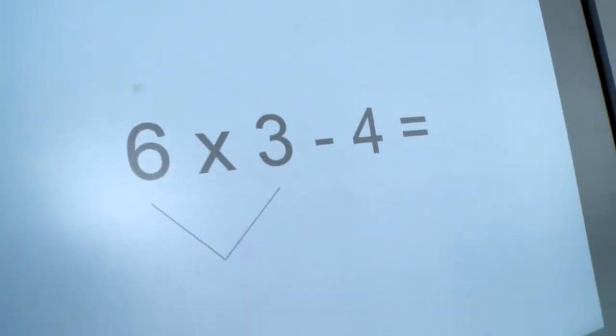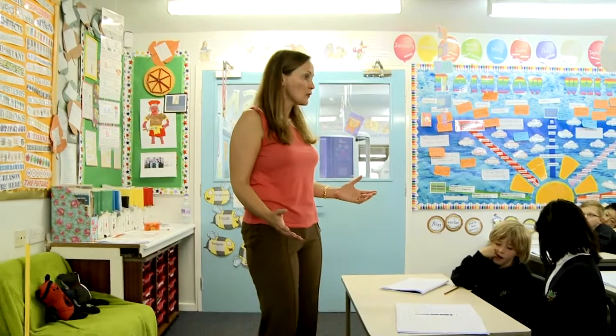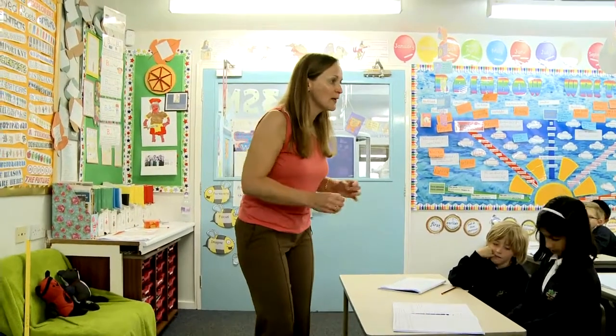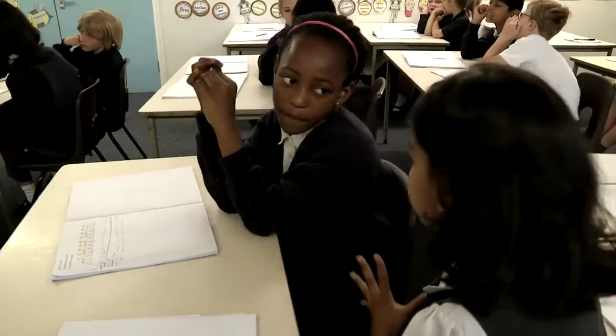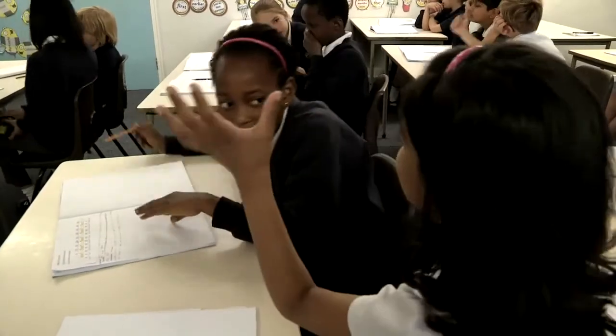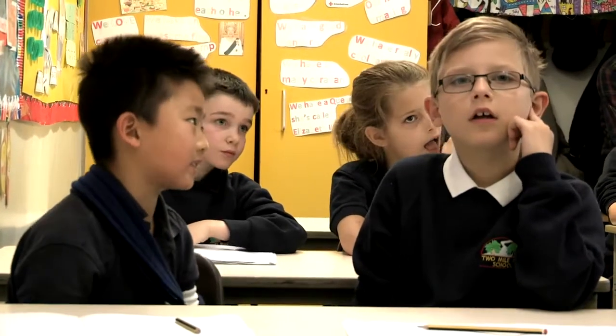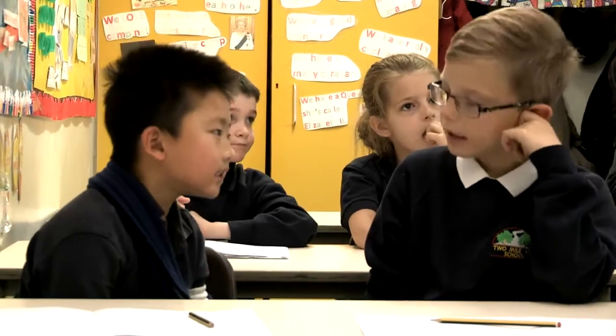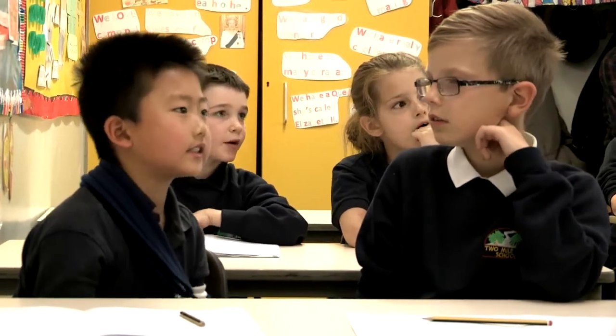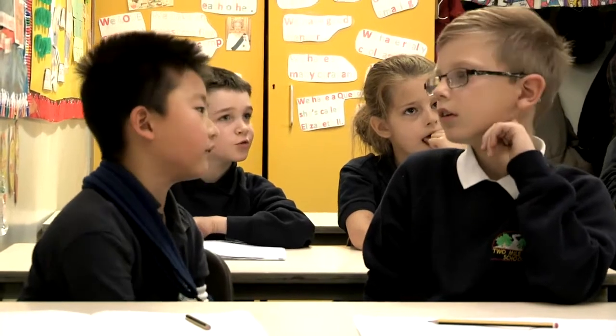Have a look at this one. 6 times 3, take away 4. What's the rule? Tell your learning partner very quickly, what's the rule? The rule is multiply first, then subtract to get the answer. So 6 times 3 is 18, and then take away 4 equals 14.